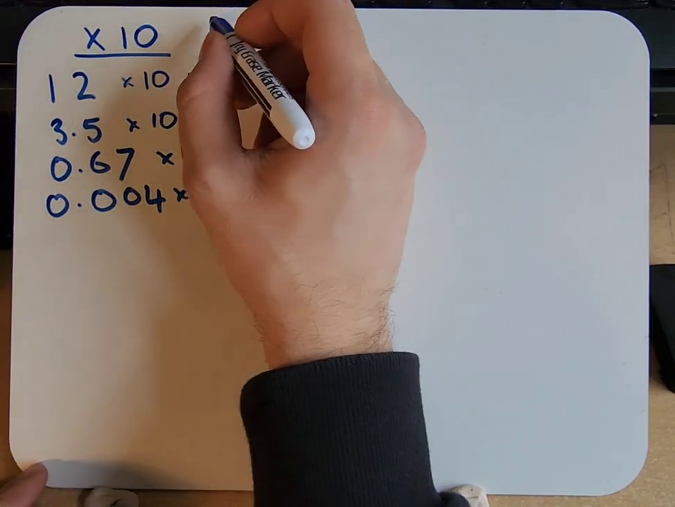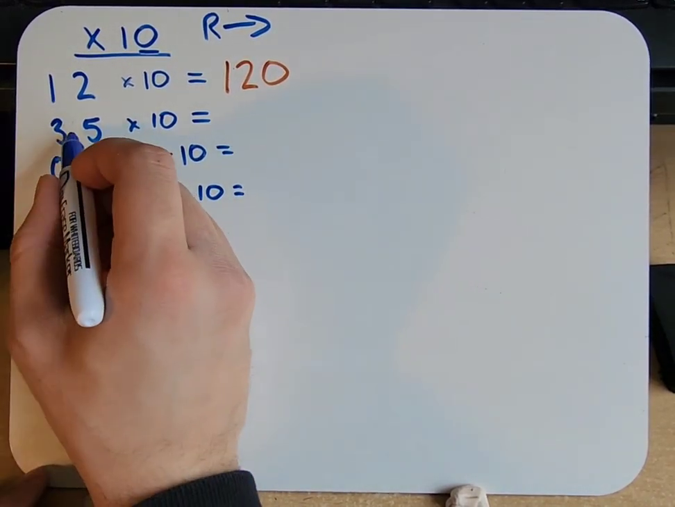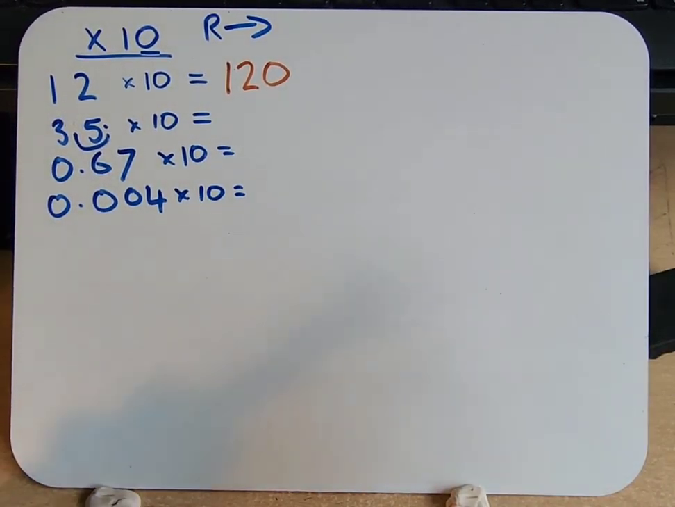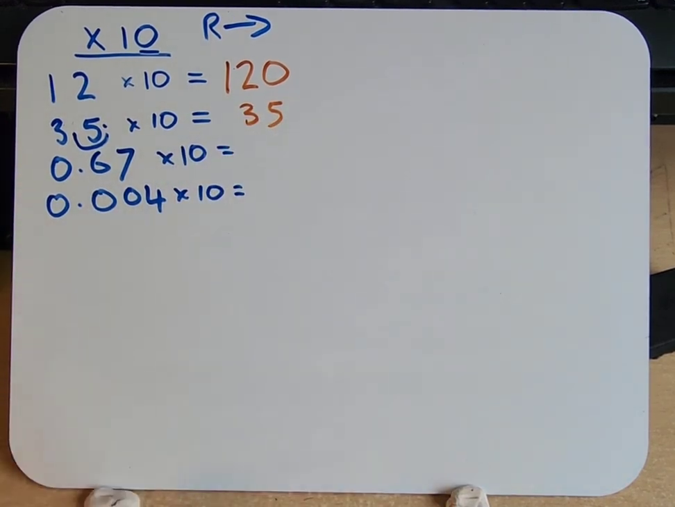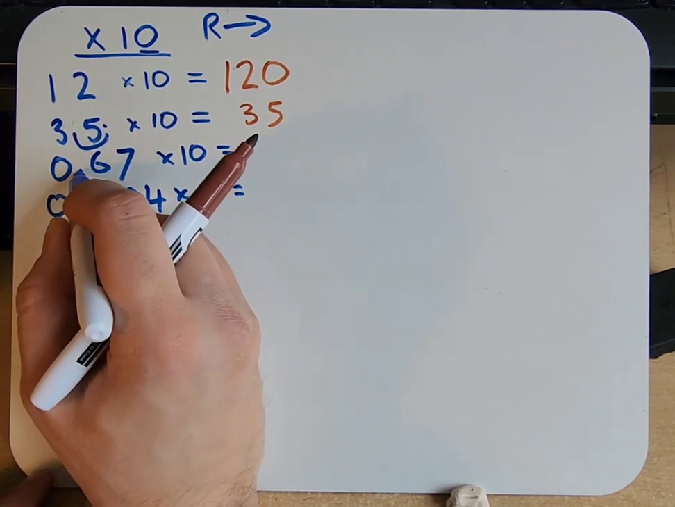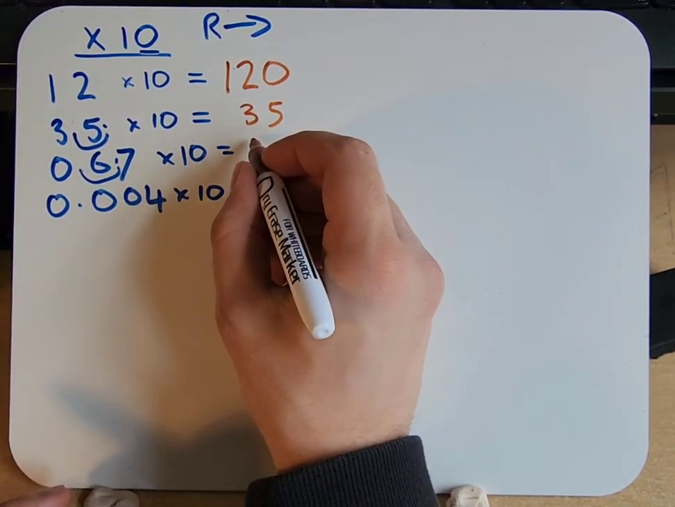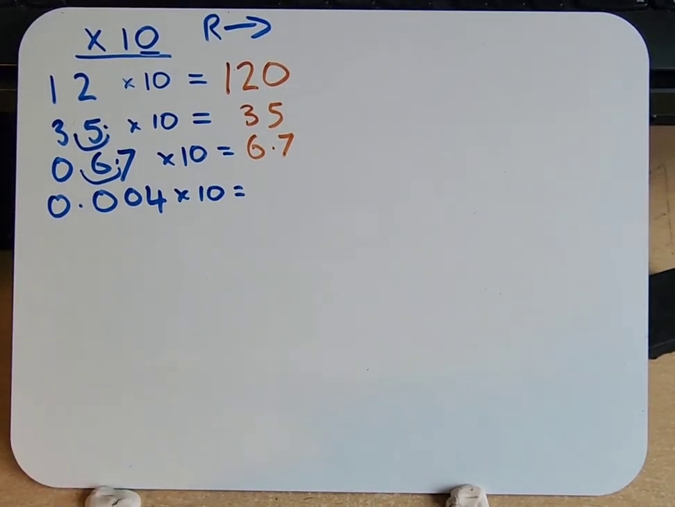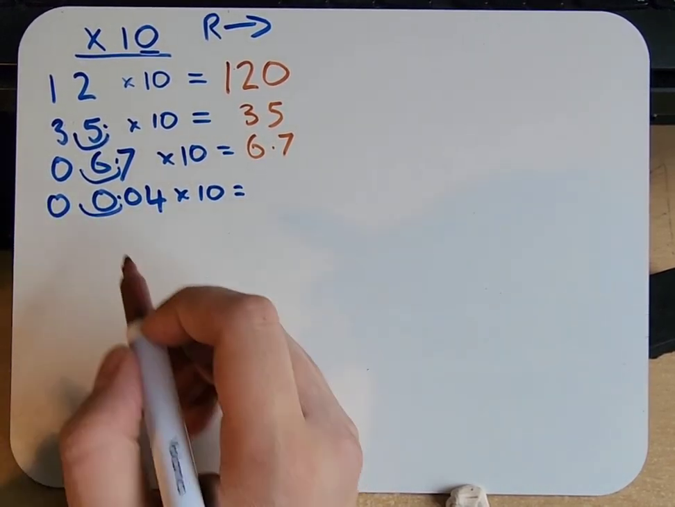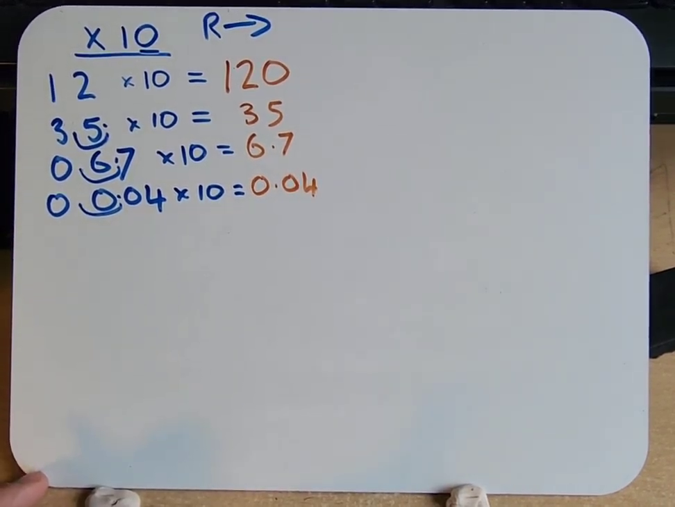Remember, I said we're going to move it to the right, and we're going to move it once. So we go from here to there, put the decimal place in, and that leaves us with the answer of 35. Over here, we do that with this number, 0.67. We move this decimal place over to the right once, and that leaves us with the number 6.7. Here, if we move this decimal place over once, that leaves us with 0.04. So that's not too taxing.